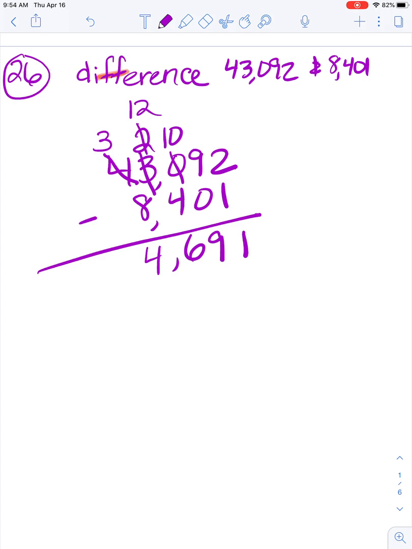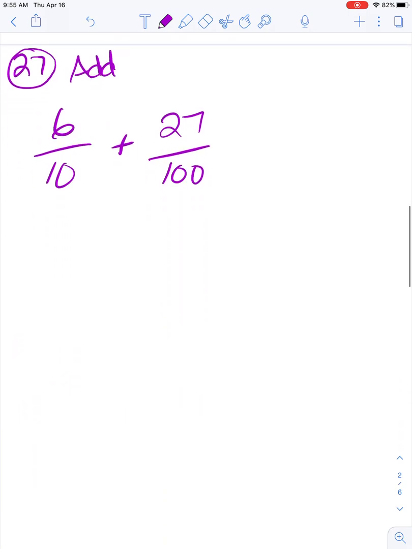If you weren't sure, put 8 in your head and count up. 8, 9, 10, 11, 12, 4. And then 3 minus nothing is 3. Our answer, read it with me, is 34,691. Remember when we read it, there's no "and" because "and" is the decimal point.